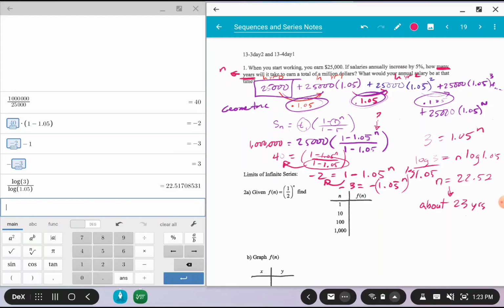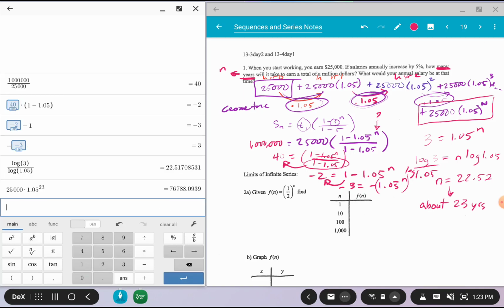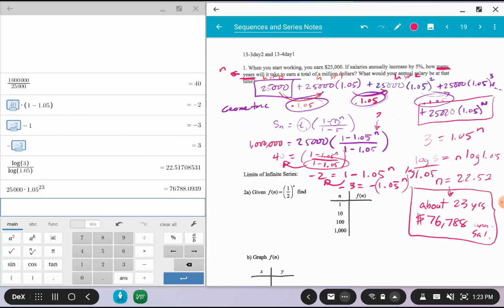Okay? All right, so what would your annual salary be at that time? Well, now that we have the n value, the 23, we can just plug that in, right, and see what our annual salary is. We can just say 25,000 times 1.05 to the 23rd power. And that'll give us an annual salary of $76,788 basically. Okay, so those are going to be your two answers for number 1.